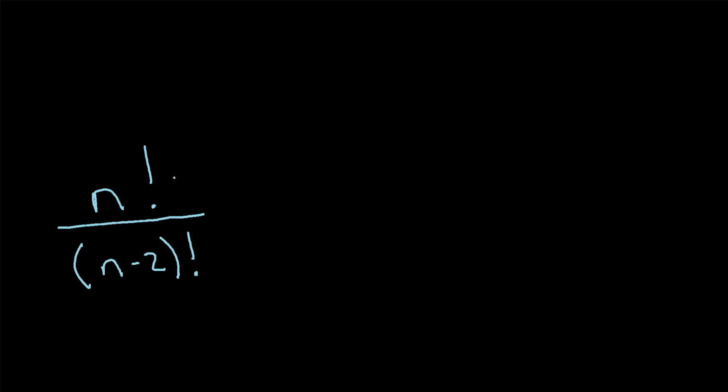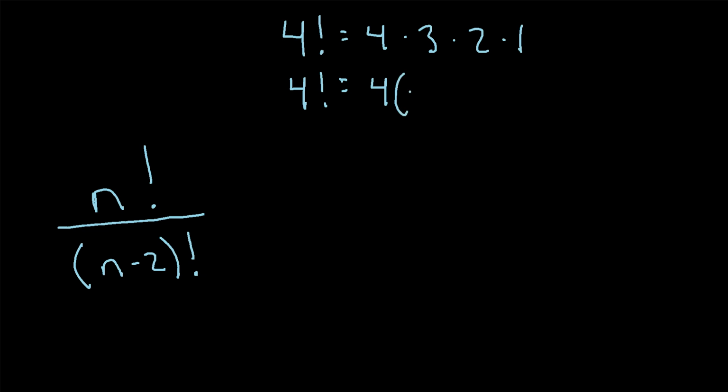All right, let's try this one. Let's say we have n factorial divided by n minus 2 factorial. How can we simplify this expression? Well, remember when we said we have something like 4 factorial? We could rewrite that as 4 times 3 times 2 times 1. Another way to rewrite that is 4 factorial, that's the same as 4 times, instead of writing 3, we could just say 4 minus 1, since that's the same as 3. And instead of writing 2, we could say 4 minus 2. And instead of 1, we could say 4 minus 3.